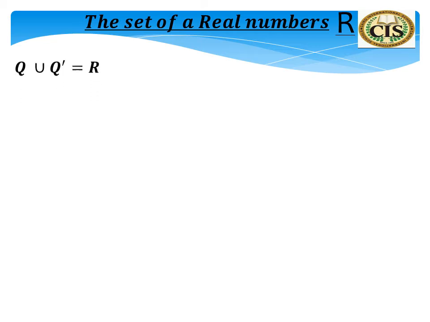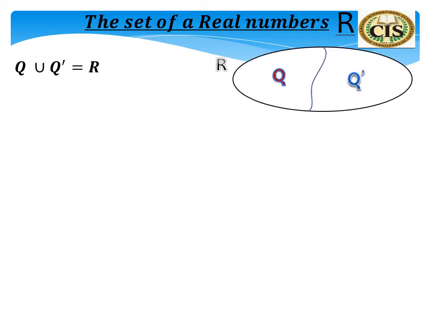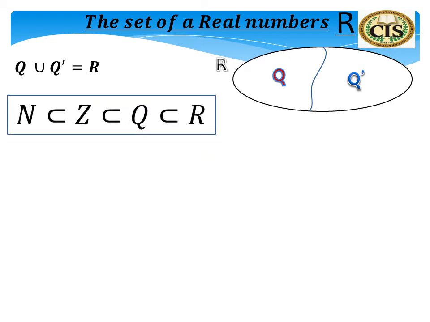What about the real numbers? The real numbers have two parts, either rational or irrational. So we can write Q rational union Q dash irrational equals R, which means the real numbers. R has two parts, one of them Q and the other Q dash. We know N is the natural numbers, N is a subset of Z, Z is a subset of Q, and Q is a subset of R, and Q dash is also a subset of R.